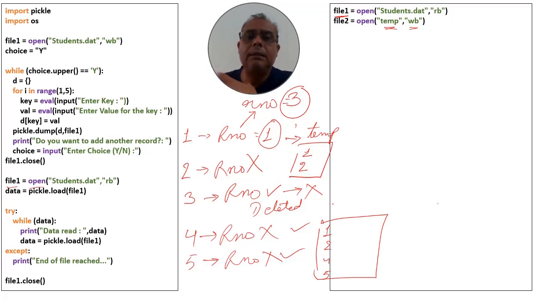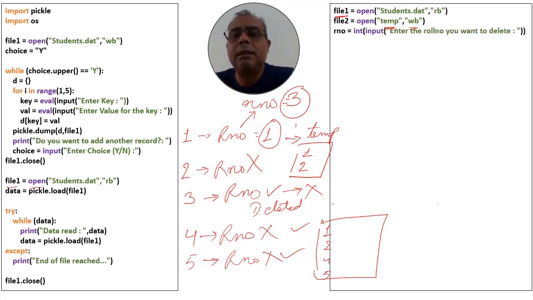Now let's see what piece of code we are going to write for this. The first thing we are going to do is enter this roll number 3. Now that roll number 3 is entered, we are going to load the data from file 1 into the data variable. So from students.dat the data will be loaded into the data variable. Only the first record is loaded, and I'm going to use the try block again for the same reason.